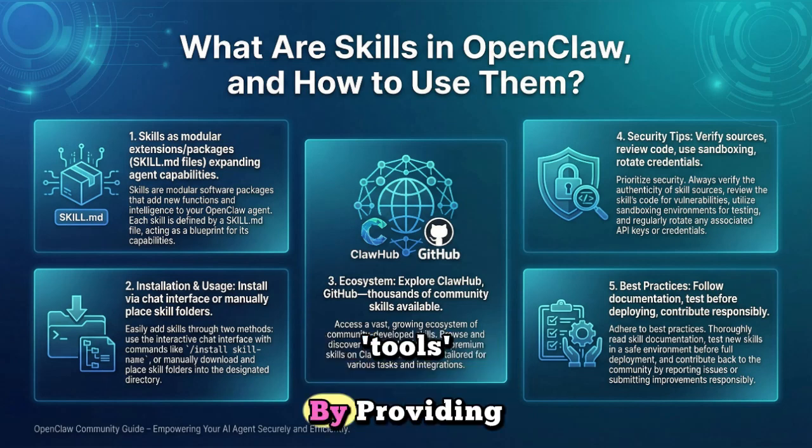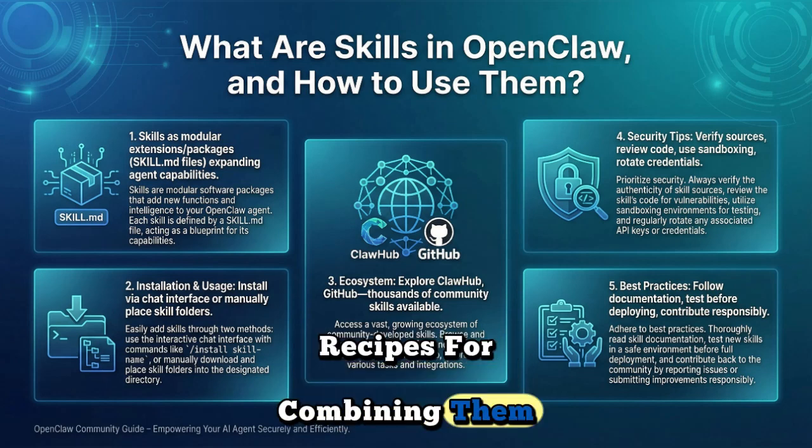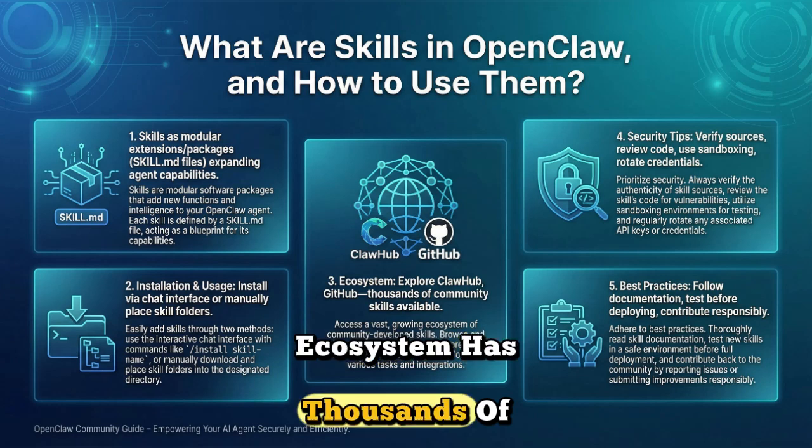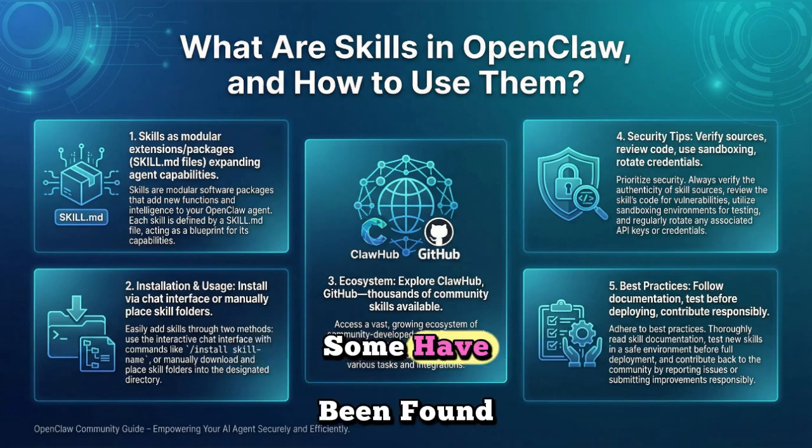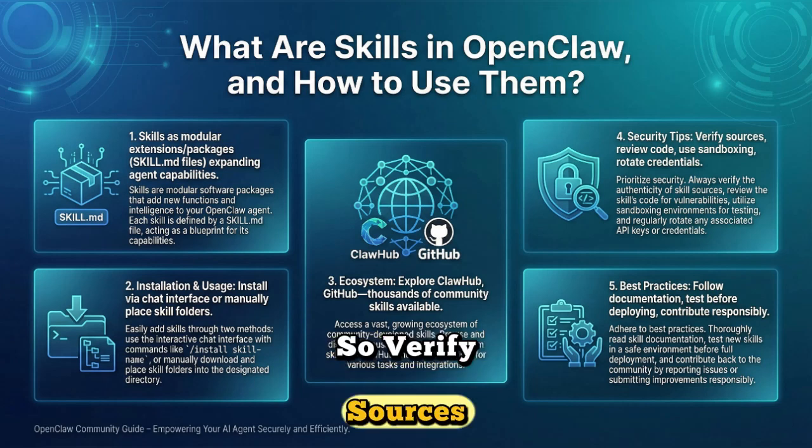Skills build on tools by providing recipes for combining them. OpenClaw's ecosystem has thousands of community-built skills via ClawHub, but beware. Some have been found malicious, so verify sources.